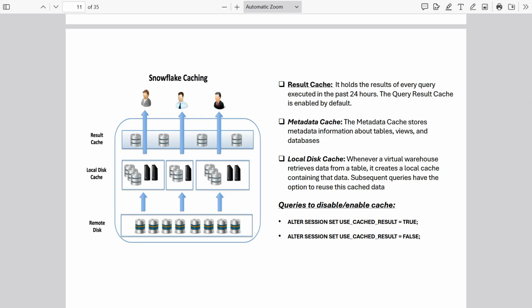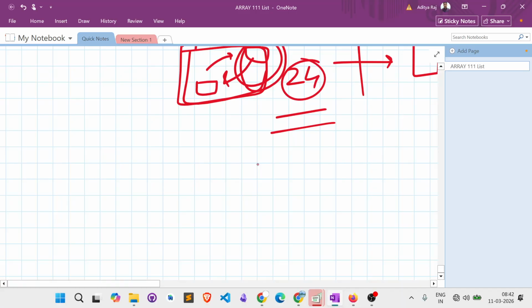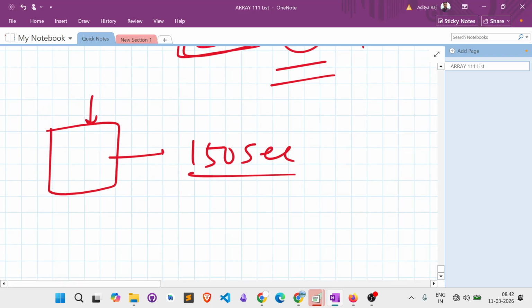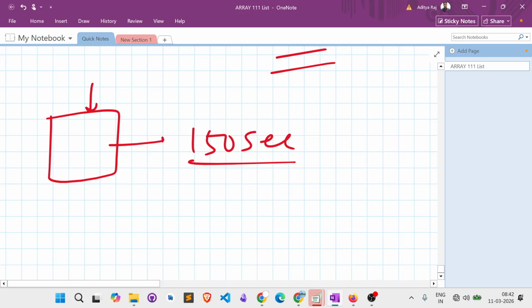Data came out from the server and is stored in the cache memory for a while, and after some time it will automatically be deleted. So here you can see it holds the result of every query executed in the past 24 hours. So every query that you perform on Snowflake will be held for 24 hours. So in case you ask for the same, let's suppose you run a query on Snowflake, and your first query took 150 seconds to execute. So the second time when you run the same query, it will only take 30 seconds.